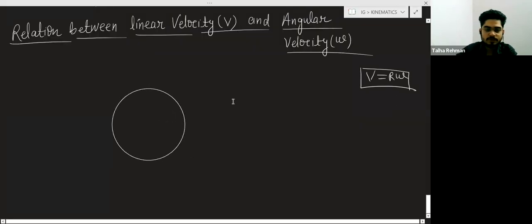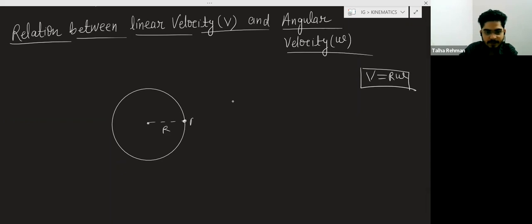This is a circle, suppose. So same thing we will use. This is the radius r. Initially the body is at A. Finally the body is somewhere here. This is also the radius r, because this is the circle, is B. In going from A to B, suppose the angle swept will be delta theta.